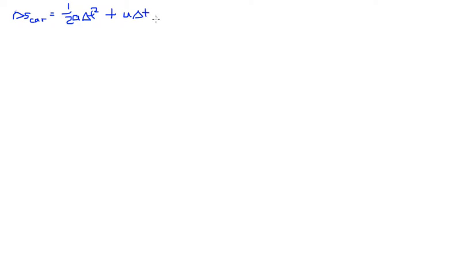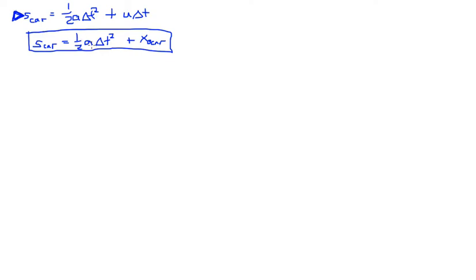Well, I'm going to add something a little bit different to this, because we know that the change of position of the car starts a few meters away from the person. In fact, it starts 20 meters away from the person. So if I want to describe the position of the car, this equation changes a little bit. You can say that S of the car equals 1/2 a delta t squared plus any position that it originally started off with. I'll just call that x sub 0 of the car. Okay, so I'm going to use this equation. That's just the position of the car. That'll be very helpful to us.